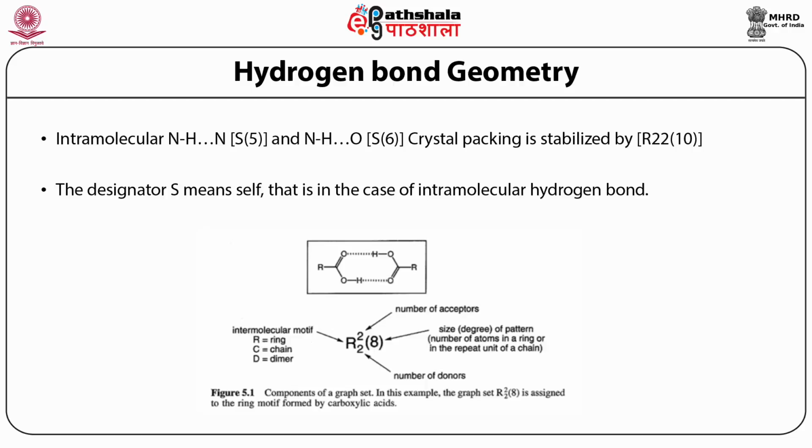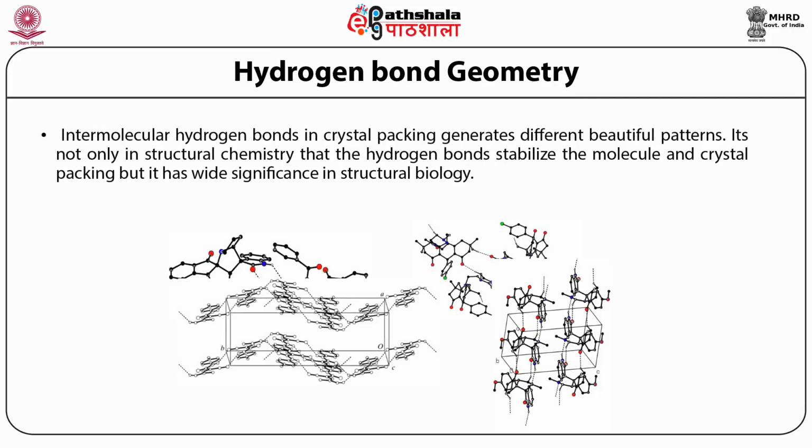This R represents a ring motif. The 2 in the subscript denotes the number of donors involved in forming the ring. The 2 in the superscript indicates the number of acceptors involved in the formation of the ring motif. And the number given in the bracket, that is 8, indicates how many atoms are involved in the ring pattern. Intermolecular hydrogen bonds in crystal packing generate different beautiful patterns.